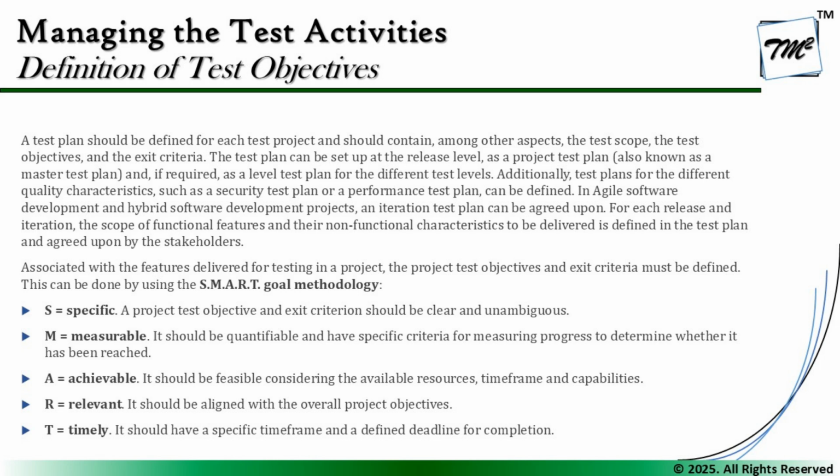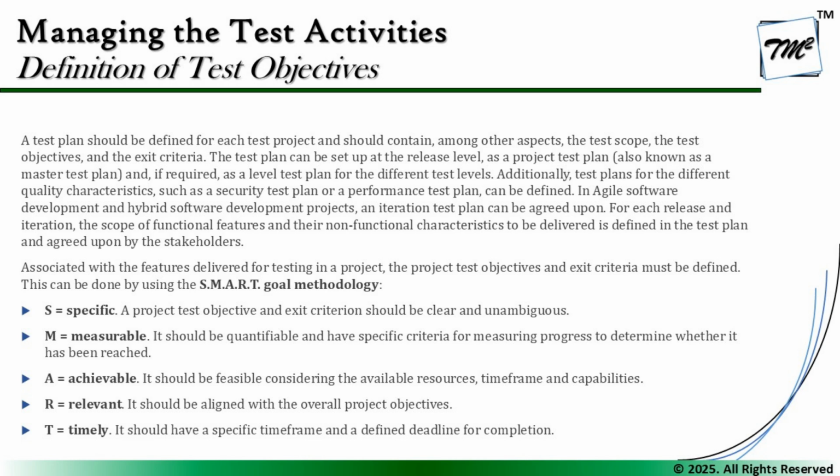But again, we don't recommend this for every single level. We only recommend it for those levels which are critically important or sometimes have major deliverables as a part of your project, like performance, security, and many other things like that. Right? So let's get into it further. Additionally, test plans for different quality characteristics such as a security test plan or performance test plan can be defined. In agile software development and hybrid software development projects, an iteration test plan can be agreed upon.